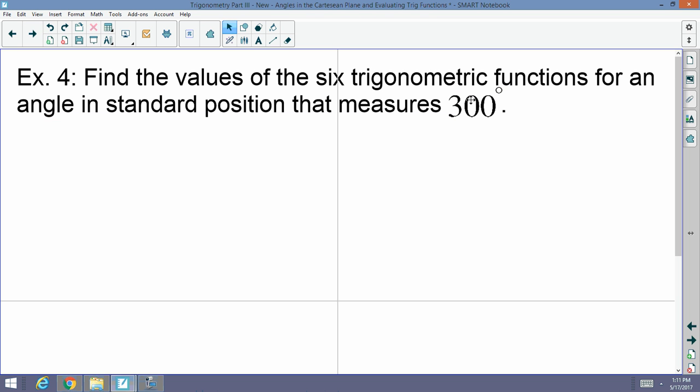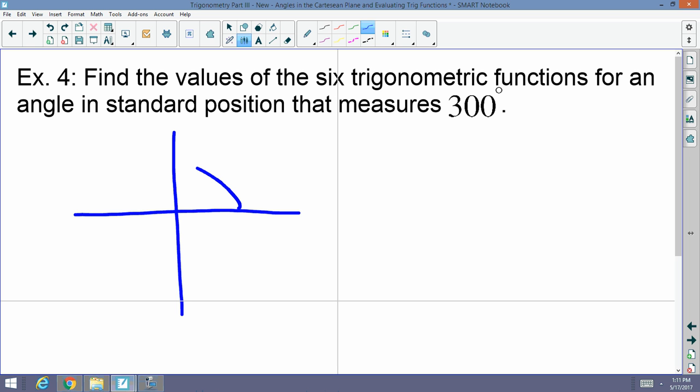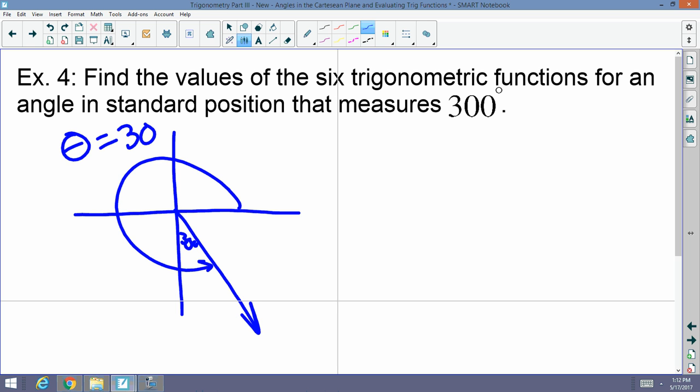Okay. Now, find the values of the 6 trigonometric functions for an angle in standard position that measures 300 degrees. Okay. This is where the real magic occurs. Guys, you have an angle of 300 degrees. So that means you have this angle here, and it goes 90, 180, 270, another 30. So this is my theta of 300 degrees, right? But we don't work with theta, do we? We work with the reference angles. So what's this value here of this angle here? It's got to be 60 because each corner is 90. So now that's my reference angle.